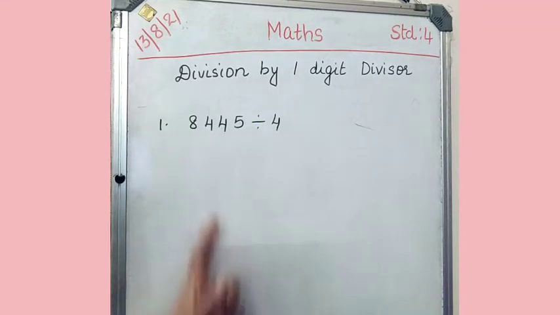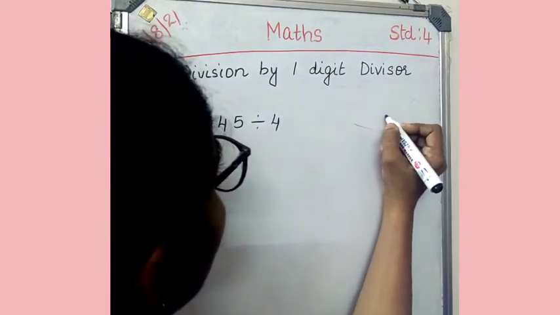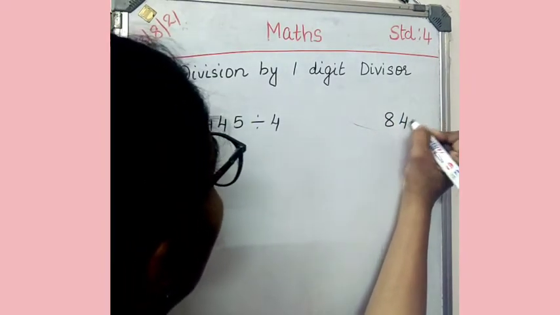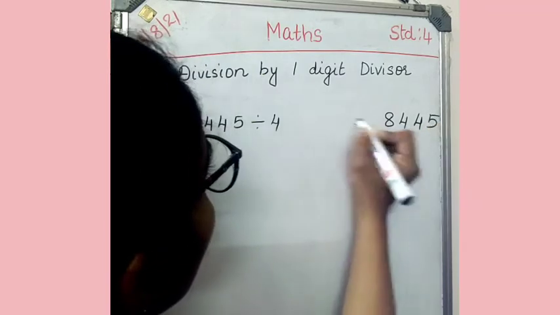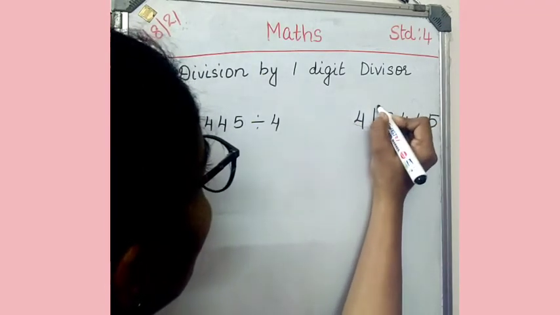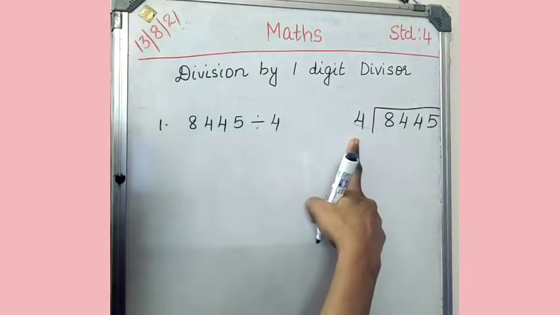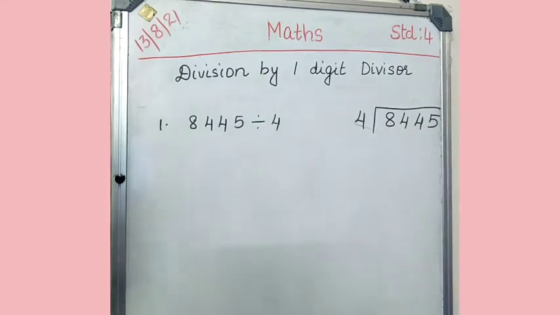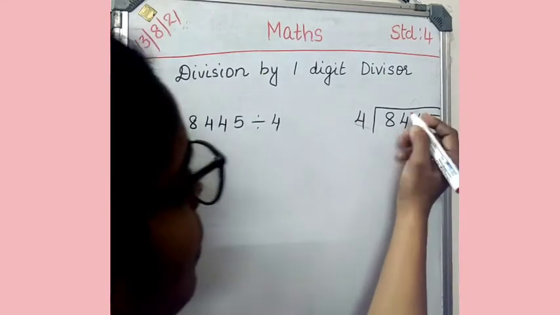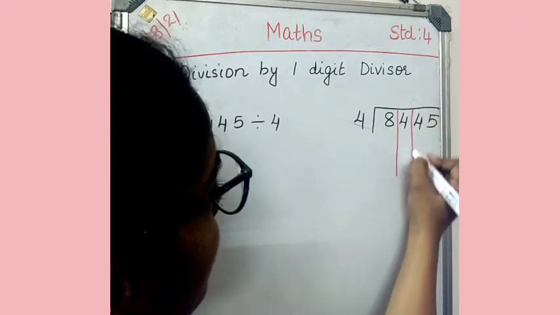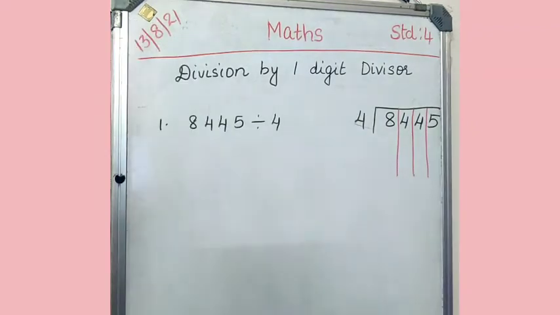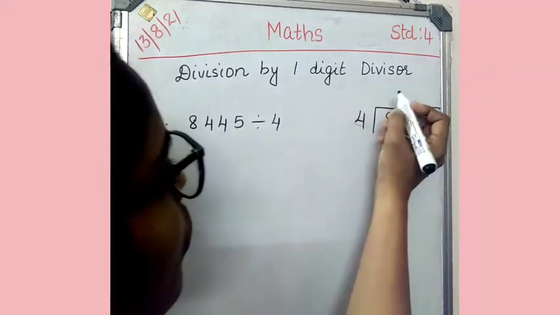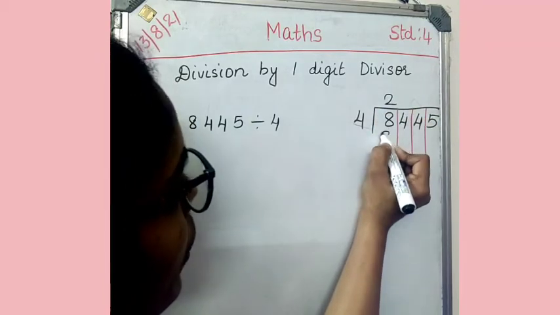First of all, you have to write down this number in the working column. Divided by 4. 4 is the divisor. I am writing this outside. This is the dividend. It is inside. Then draw columns like this. This is mandatory. Then, is 4 a multiple of 8? Yes, we know that 4 into 2 equals 8.